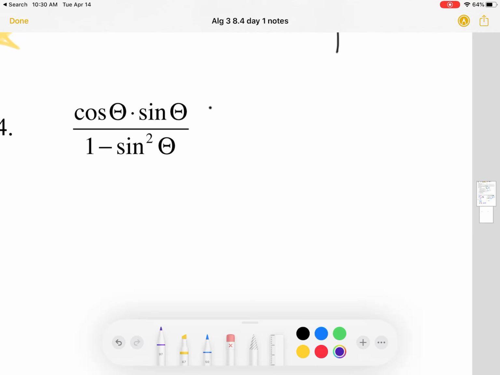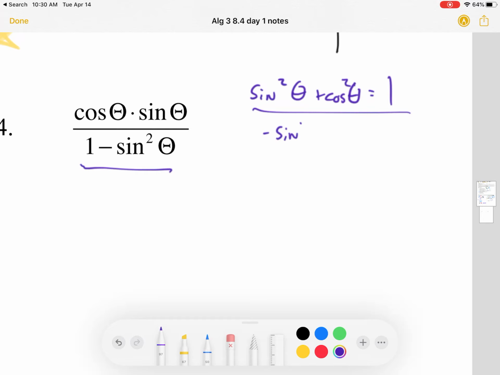Number 4. On number 4, again, we want to get everything in terms of sine and cosine. So the top is already cosine and sine. The bottom, you should be having a ding, ding, ding in your head. Why? Well, we have a sine squared theta. What does that relate to? That relates to the Pythagorean relationship. So it is sine squared theta plus cosine squared theta equals 1. So I want to get this to look like this, or vice versa.